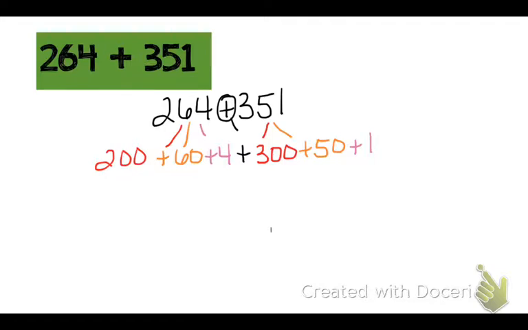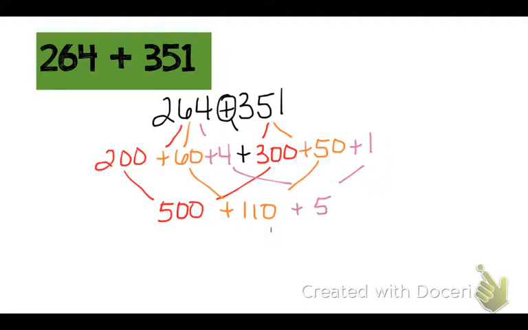Now I'm going to add together the numbers that have the same place value. So I'm going to start with the hundreds place. 200 plus 300 gives me 500. Now I'm going to move to the tens place. 60 plus 50 gives me 110. And then 4 plus 1 gives me 5.